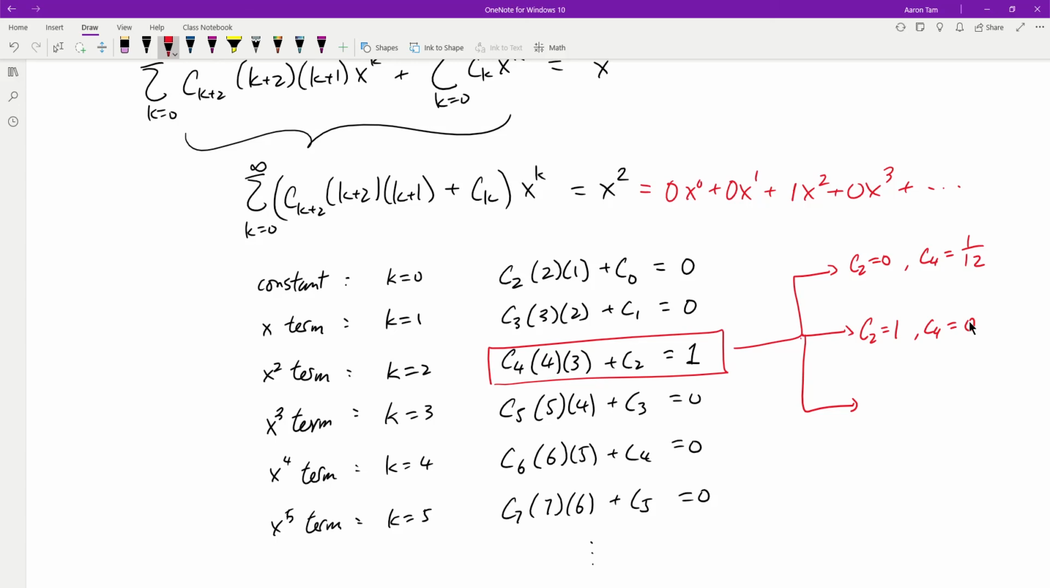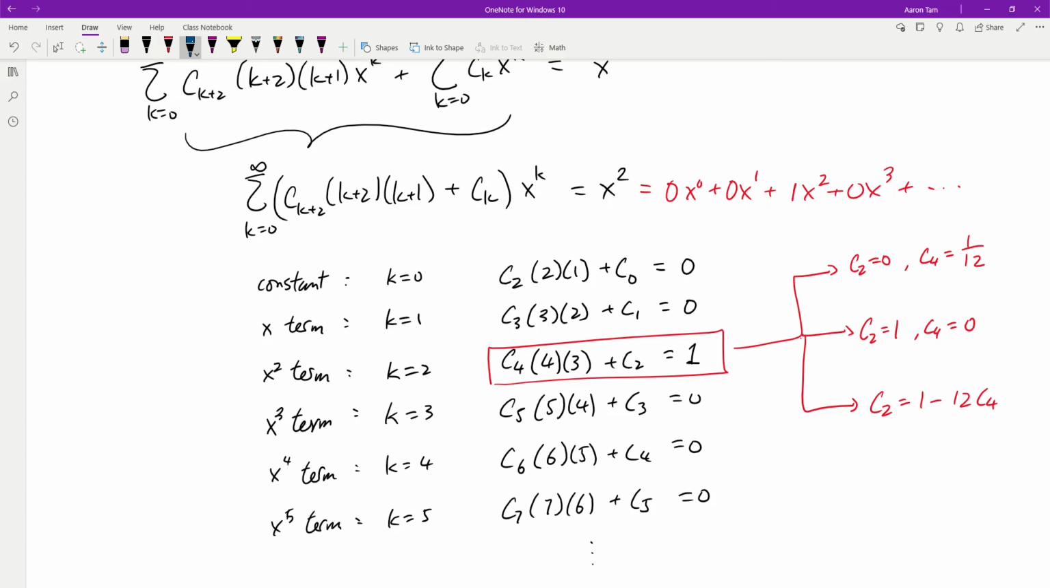Okay? And finally, what I could do is just have c sub 2 and c sub 4 be any pair of numbers that would satisfy this equation, making it equal to 1. So in this case, I could say c sub 2 is just equal to 1 minus 12 c sub 4, and therefore that allows me to literally use any pair of c sub 2 and c sub 4. So which one of these three options is the best one?